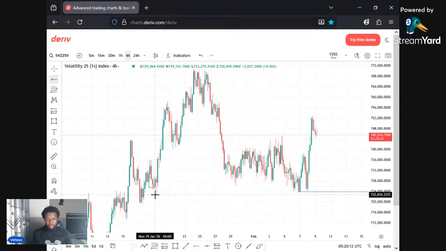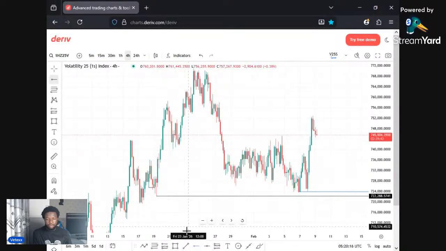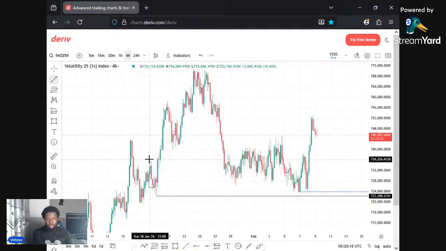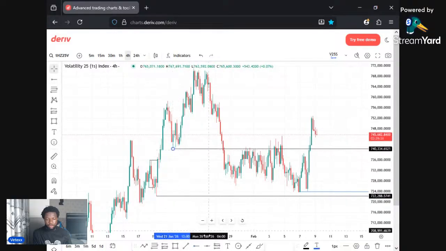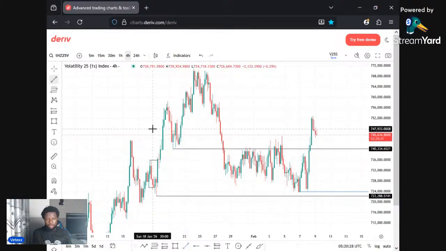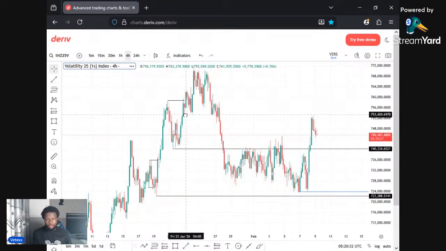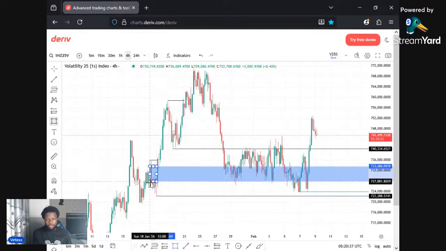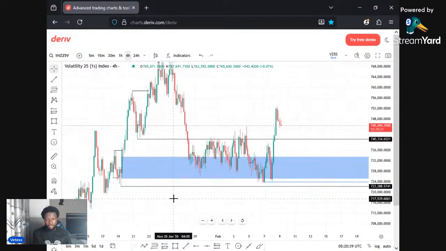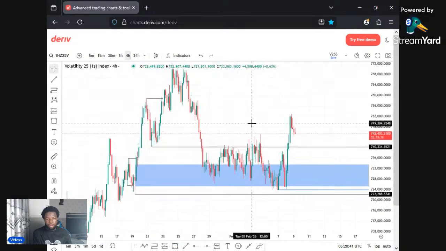You have our protected low here, and then we have structural liquidity. First break of structure here. You have structural liquidity here, and then price giving us what, second break of structure, which is here, and this one becomes what, point of interest, right? So now what does price do?